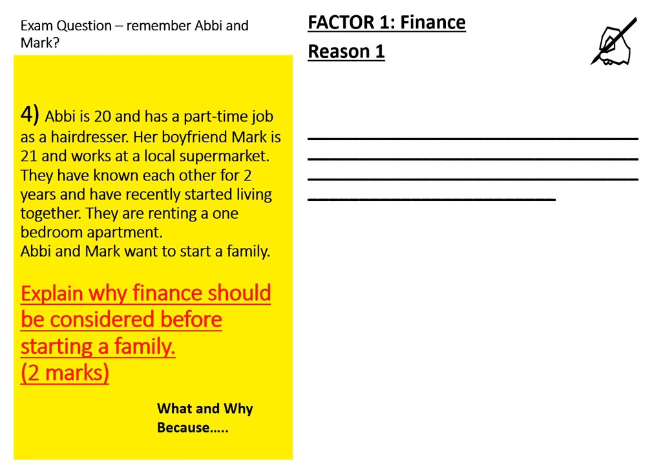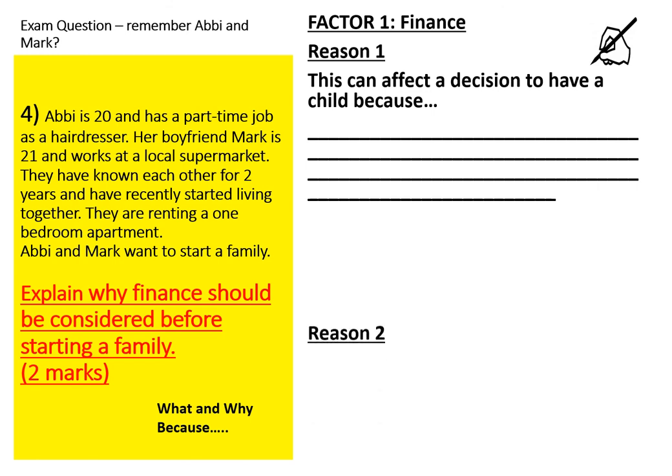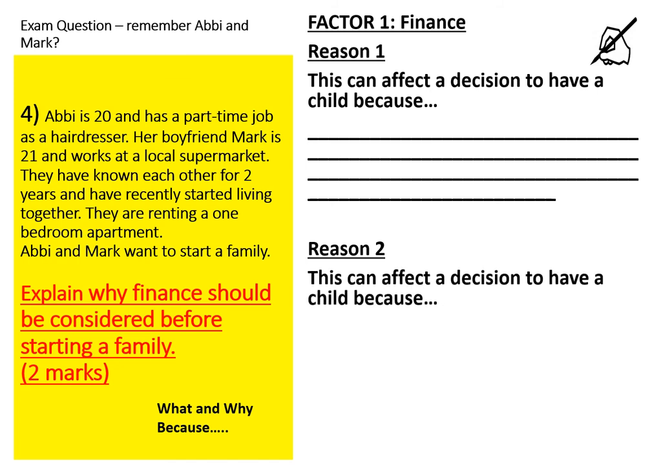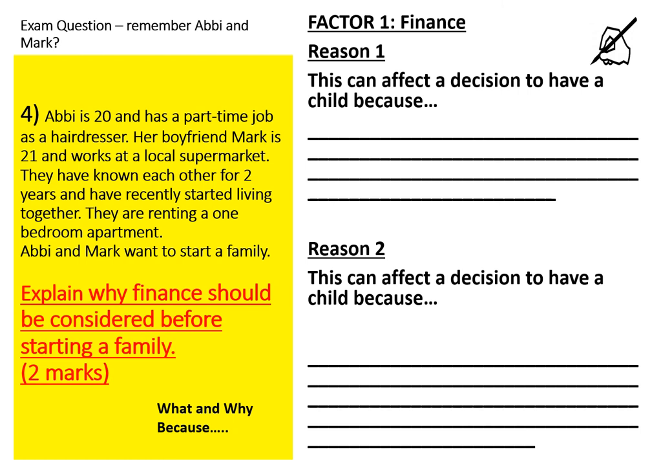Okay, so there's your reason one, and you would give your reasons why they need to consider finance based on their current circumstances. I've given you just a sentence starter. So finance, this can affect a decision to have a child because, and then of course reason two, this can affect a decision to have a child because, and write your explanation in. So whilst you're doing this, can I ask you to pause the video, and then once you've given your explanation, to then continue again.